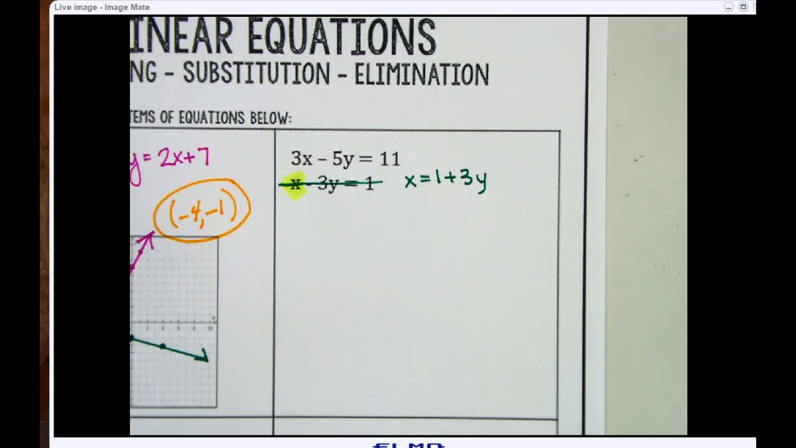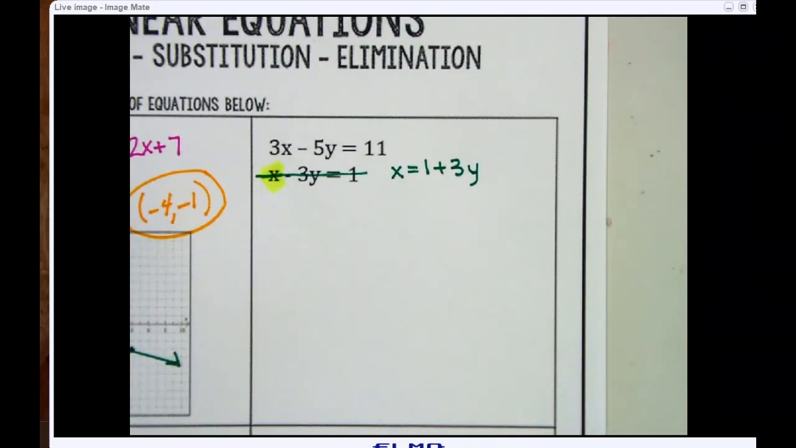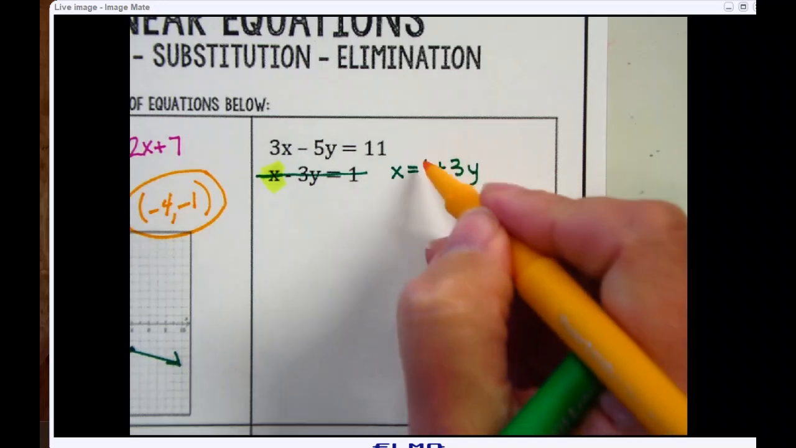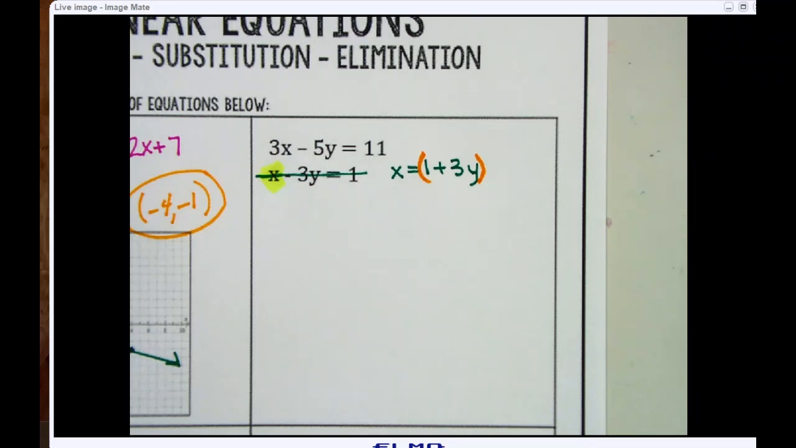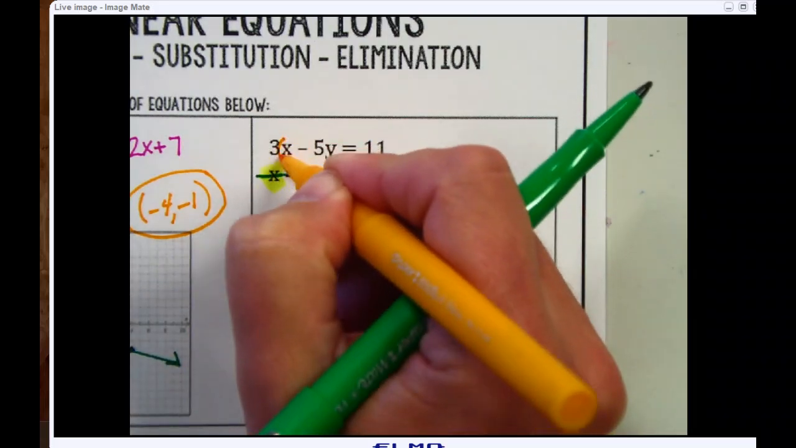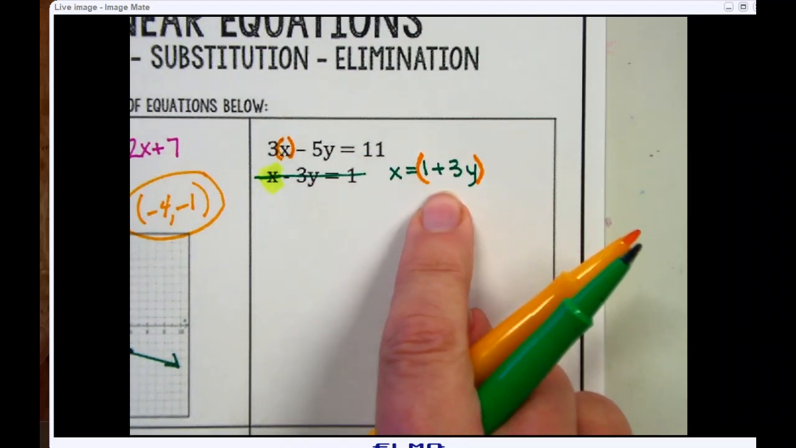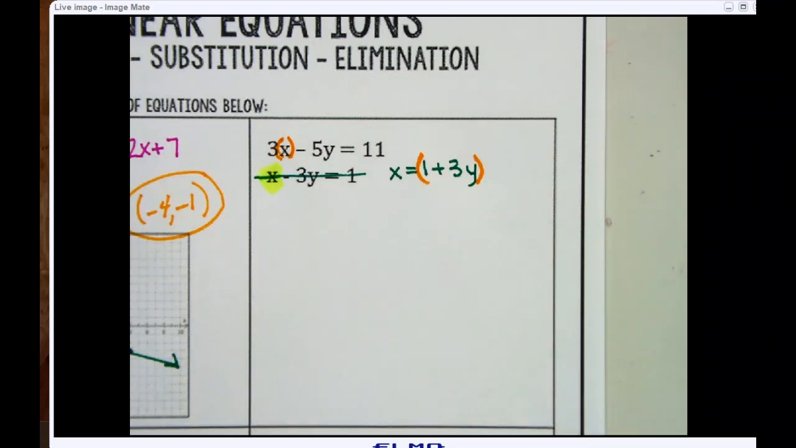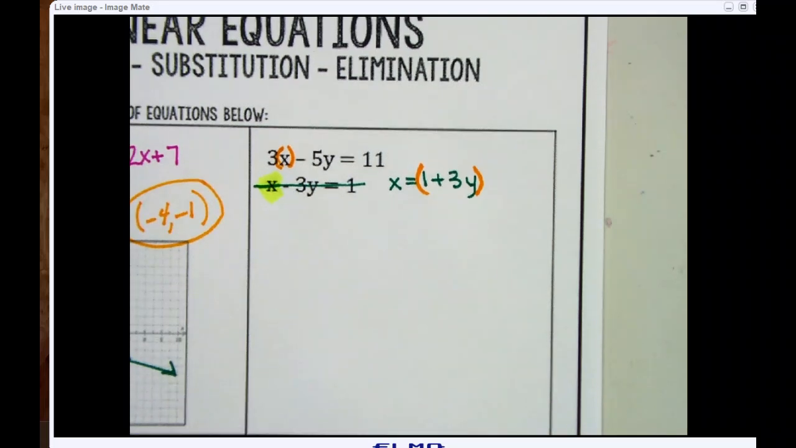So I don't need to think about that one anymore because I just rewrote it. Why did I do that? Can I show you next instead of telling you? The reason we're doing that is because now I know x equals 1 plus 3y. So if I look at my other equation, what can I replace that x with? 1 plus 3y. So what we're trying to do is get our equations to only have one variable instead of two. We can't solve if there are two variables there. So watch and see what happens.